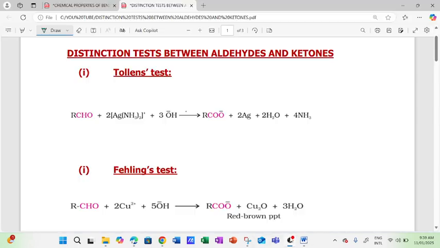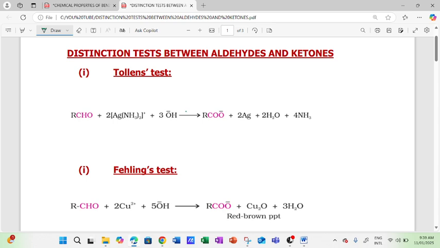Hi friends, today we are going to discuss the distinction tests between aldehydes and ketones. How do we understand the presence of aldehydes? How can we distinguish these two different compounds? And not only that, I'll be discussing some reactions for phenol as well as carboxylic acid.